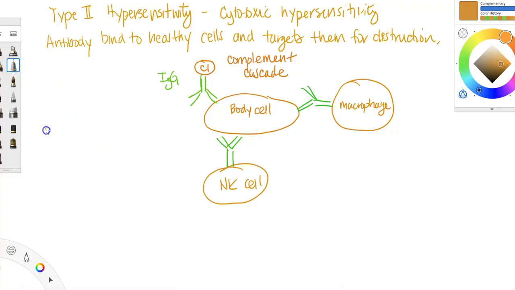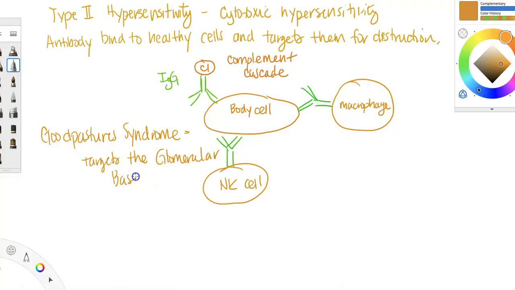Goodpasture syndrome. And that is a kidney issue, a kidney disease, and it targets the glomerular basement membrane. So it basically targets the kidney.